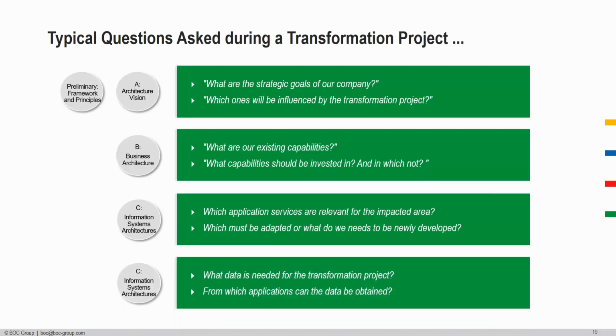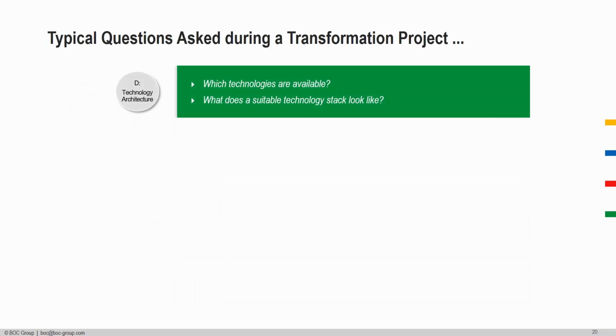At the same level, we also need to focus on the impact of the process data. So what data is going to be needed for the transformation project, and from which applications can we actually get the data that we need? Looking forward to the next phase of TOGAF, the technology architecture, phase D, we may need to consider which technologies are available, so what technologies are we actually currently using, and what does a suitable technology stack look like based on our future state plans of this transformation.